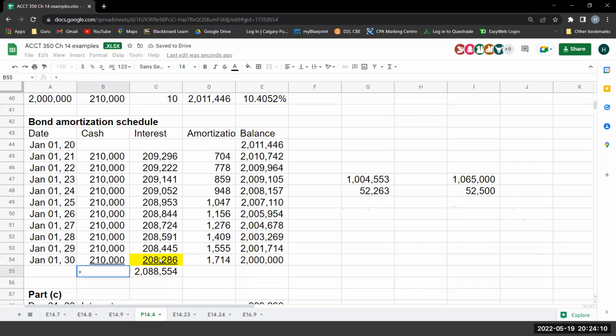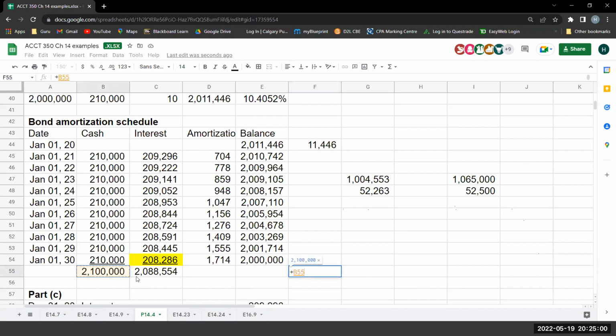We've known all along that this company is going to be paying $210,000 of cash interest payment every year for 10 years. The total cash that the company is going to be paying is 2.1 million. Included in the 2.1 million is the amortization of the premium. Now, how much was the premium? We recorded the bond payable liability for $2,011,446. The face value of the bonds is $2 million. So the premium is $11,446.